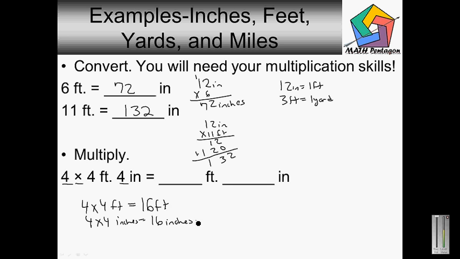Now I need to convert 16 inches to feet and inches. So you know that 12 inches equals 1 foot. So I have 1 foot and 4 inches, the remaining 4 inches. As you can see, 1 foot is 12 inches plus the 4 inches here is going to give me 16 inches.